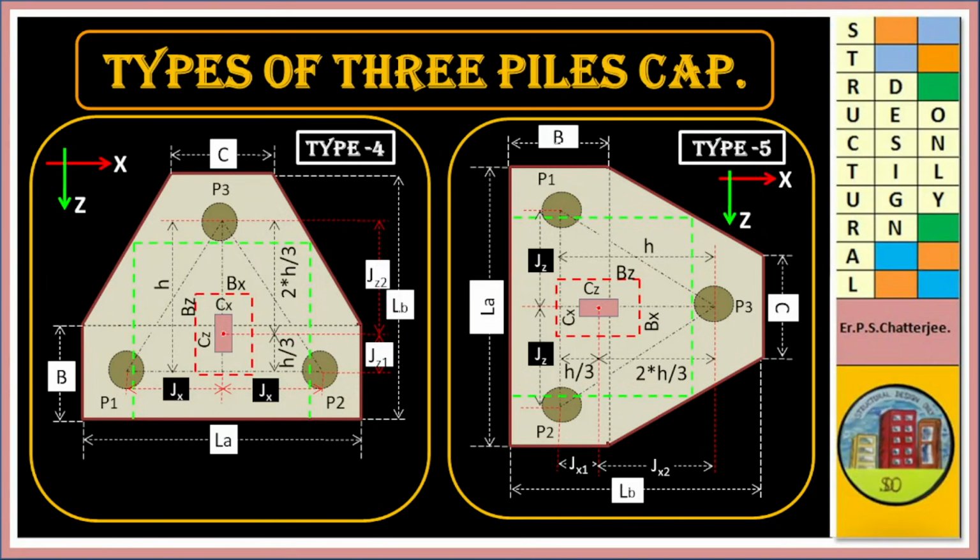Types of 3 pilecap. Type 1. I have designated this type 1 as type 4 in my Excel sheet. So I have written here type 4 and this is type 5.